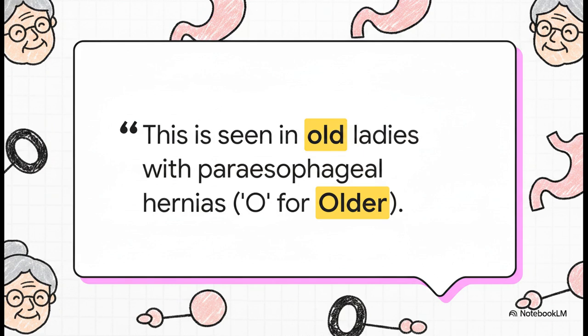So when you see an elderly patient with a massive hiatus hernia on a film and the stomach looks like it's doing gymnastics up there, you're almost certainly looking at an organoaxial volvulus. Keep that O for older trick in your back pocket for sure.